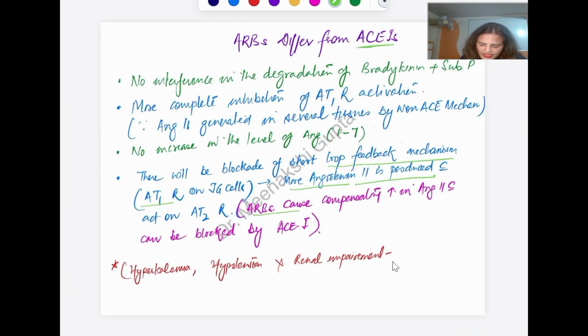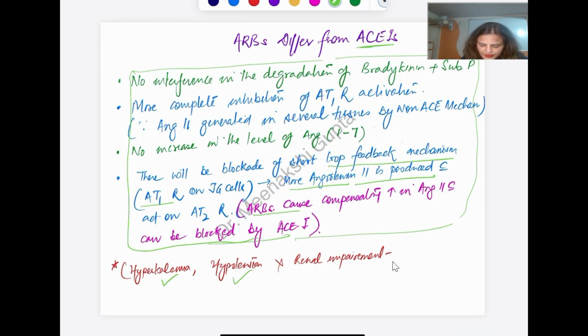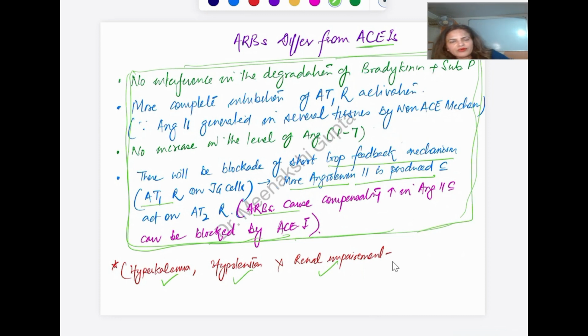So can we give both together? Definitely, there is no benefit or advantage of using both of these drugs together, because if we give both together, it can cause hyperkalemia, hypotension and renal impairment. So these are the disadvantages of combining both. So you can see all these differences. By looking at this, you can make out whether we have to give or not.